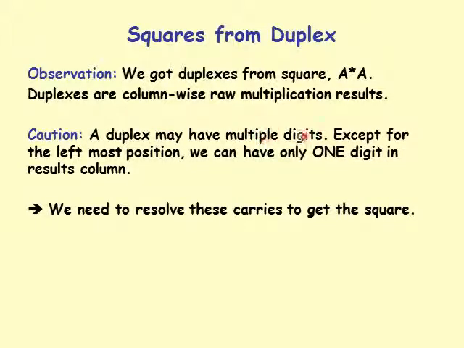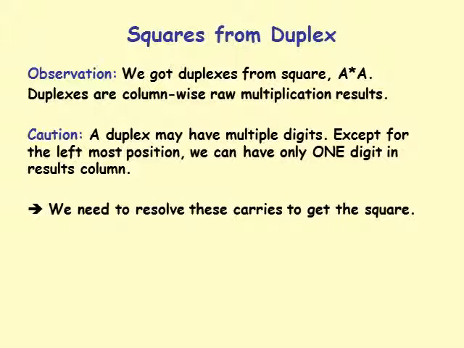Caution: duplex may have multiple digits except for the leftmost position. We can only have one digit in the result column. Duplex may have multiple digits because these are raw multiplication results, and we allow multiple digits only in the leftmost position. I'm assuming that we're going to take the carries to the left. We can have only one digit in the results column. Okay? We need to resolve these carries to get the square.